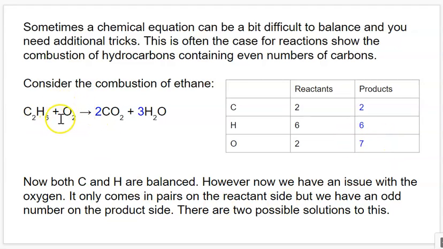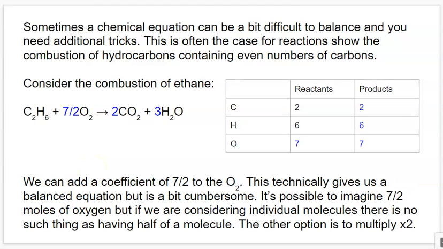And the molecular oxygen comes in pairs. So that means that we can only have an even amount of oxygens. And since we have an odd number on this side, there's no way we can balance it by adding a whole number. So there are 2 possible solutions to this. First is ignore doing a whole number at all. So if we had a 7 halves in front of the O2, that's like 3.5 O2s, which is technically going to be 7 oxygens.